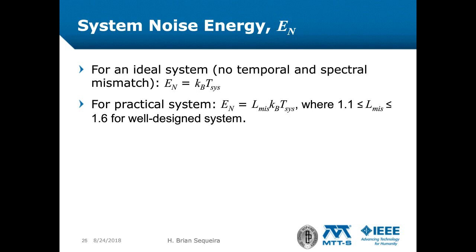For a practical system, E_n is equal to L_mis k_B T_sys, where L_mis is a mismatch factor that accounts for the non-ideal behavior discussed previously. For well-designed radar systems, L_mis lies between 1.1 and 1.6. It is clear that calculation of system noise energy rests on the estimation of system noise temperature, and it is here that we encounter a narrowing of the generality of our treatment.